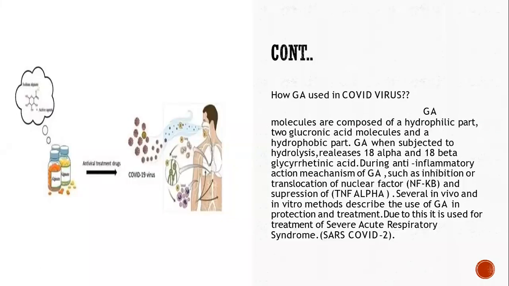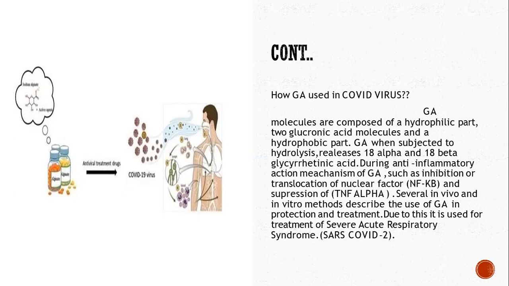GA used against coronavirus. The other major application of glycyrrhetinic acid nowadays, which is very common and valuable, is against coronavirus. Glycyrrhetinic acid molecules are composed of a hydrophilic part, two glucuronic acid molecules, and a hydrophobic part. Glycyrrhetinic acid, when subjected to hydrolysis, releases 18 alpha and 18 beta glycyrrhetinic acid, which are structural derivatives of glycyrrhetinic acid.